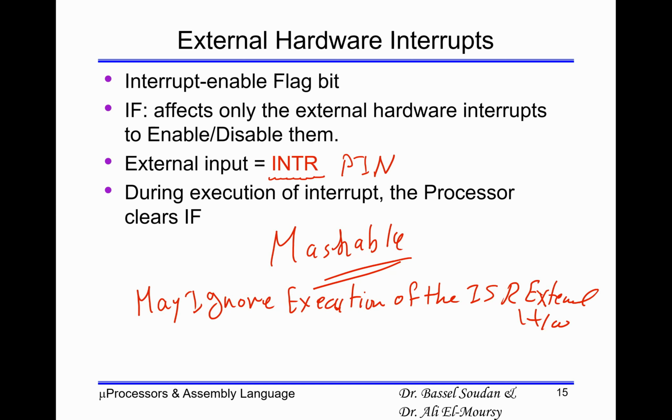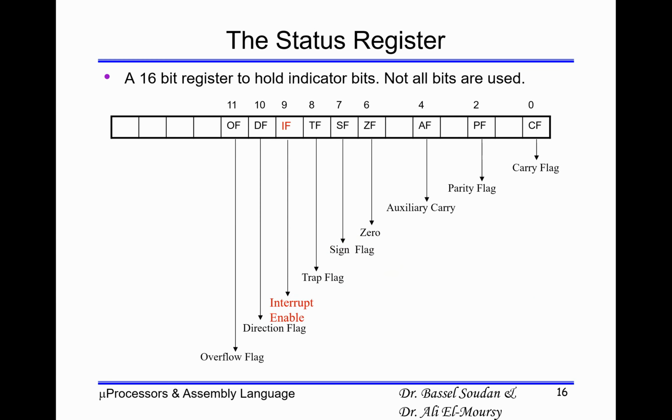Okay, this is the least priority: hardware interrupts, the second type of interrupts. Those are, by the way, controlled by the interrupt enable flag, IF. If IF equals 0, that means the microprocessor may ignore this interrupt completely.